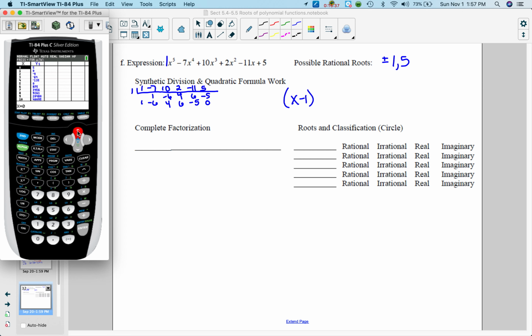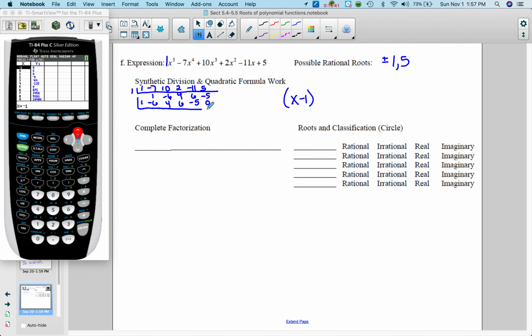Let's see if negative 1 works. So I'm going to try a negative 1. So I bring a 1 down. Wait, did I do that right? Yep. You can always tell by the end that you get it right. So negative 1 works because I got 0 remainder. So that means x plus 1 is a factor.